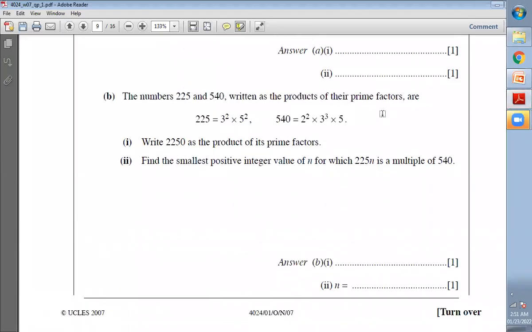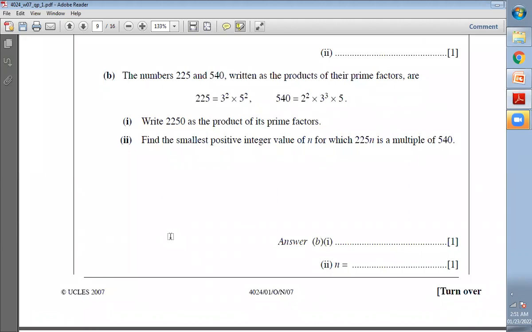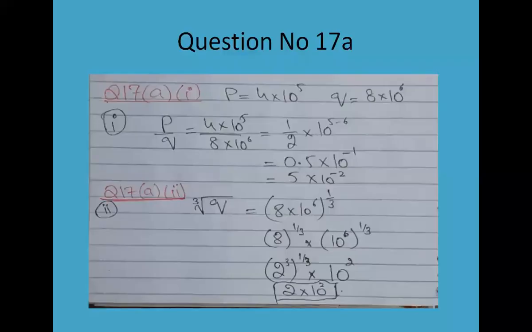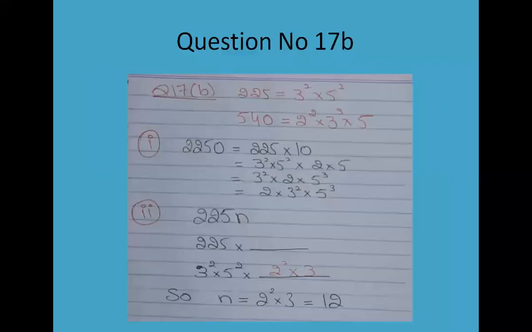So the B part is, he says, the number 225 and 540 written as the product of their prime factors are. So 225 is equals to 3 square multiply 5 square. And 540 is equals to 2 square multiply 3 cube multiply 5. So he says write 2250 as the product of its prime factors. That's the first part. Let me show you first that part. We will do the second part later. Okay. So here we go.